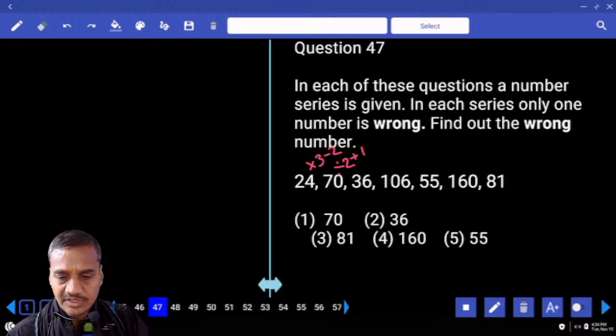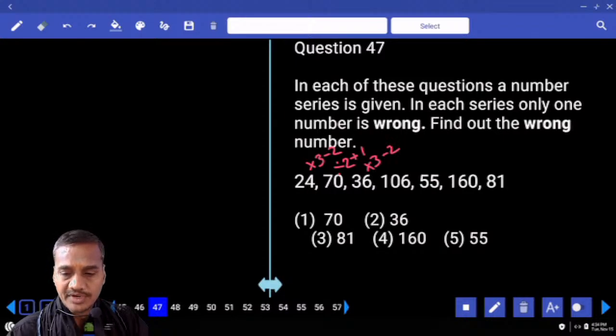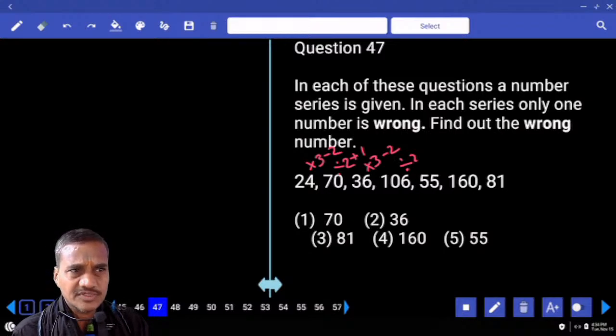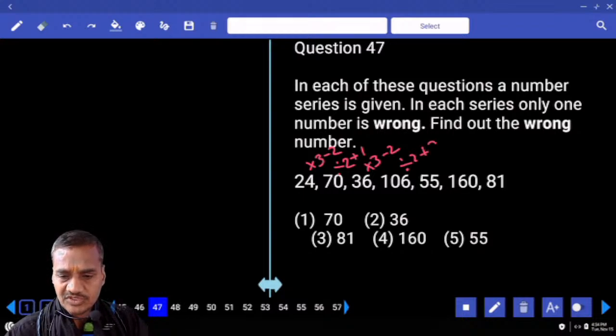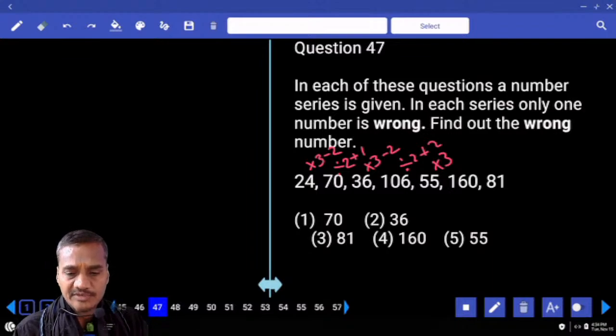Next one 36 into 3 is how much? 108. Minus 2, 106. 106 divided by 2 is how much? 53. Isn't it? 58 or 53? 53. And now 53. Now here the difference is how much? Plus 2. And next one 55 and divided by into 3. 55 into 3, 165 minus 2. And next one, what is the wrong number we have? Into 3 minus 2 and into 2 plus 1 is the sequence.